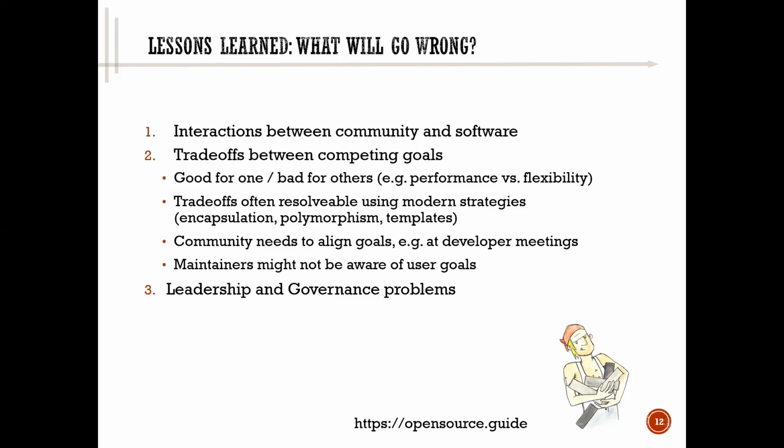If people are not aware that this conflict exists, then they cannot resolve it. And that's equally true for the maintainers of the software project. Because as the project grows, maintainers might not be aware of what users actually want to do with their software. And so they don't know about the problems and therefore also can't fix them.